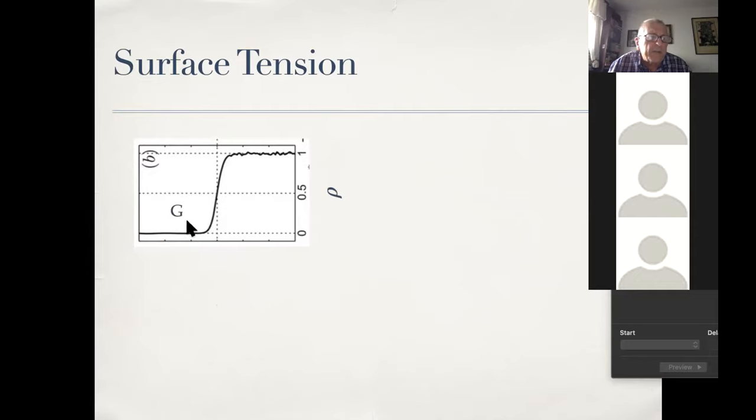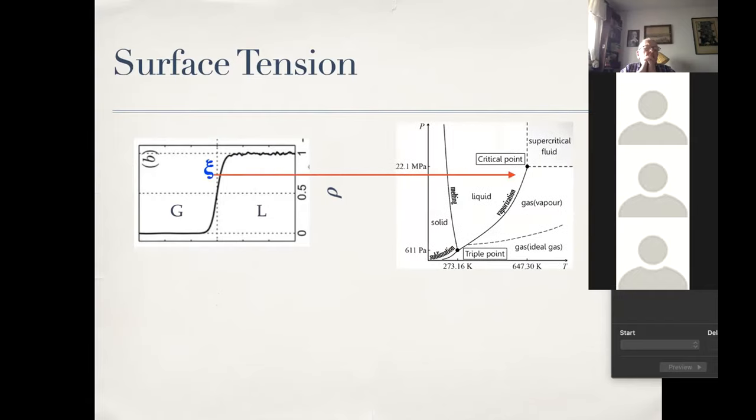All right, so we have the density. Here is the gas, here is the liquid. And the interface has a certain thickness. And that thickness I have denoted by the quantity which I called xi. For some reasons, I will call it correlation length or interface thickness.